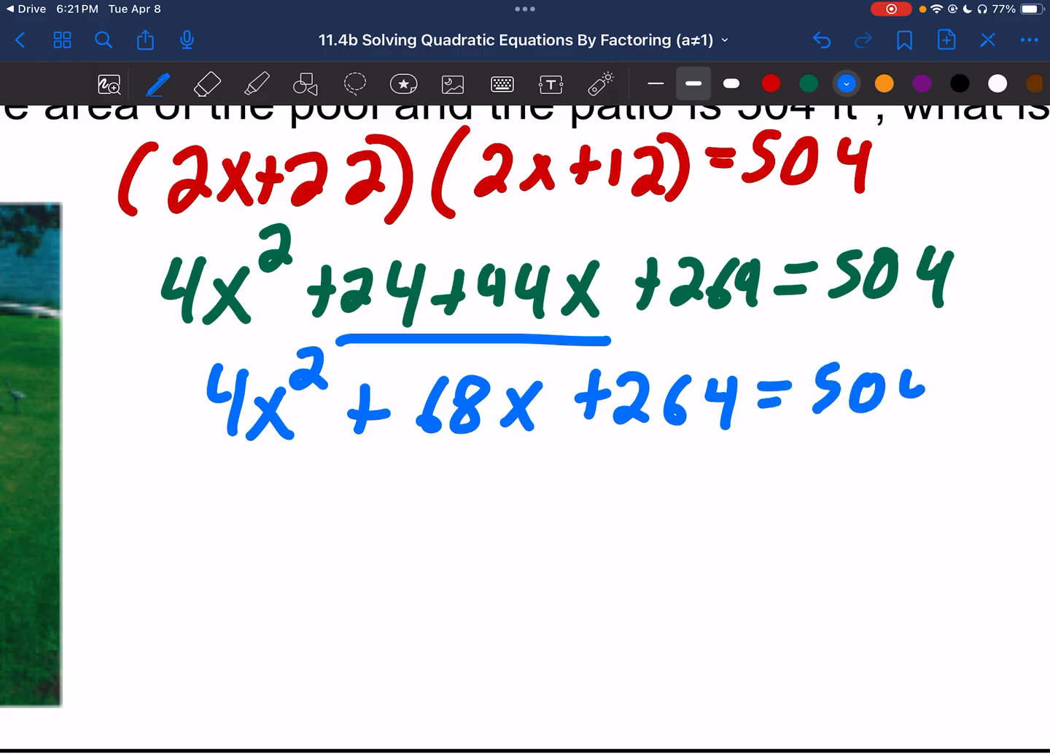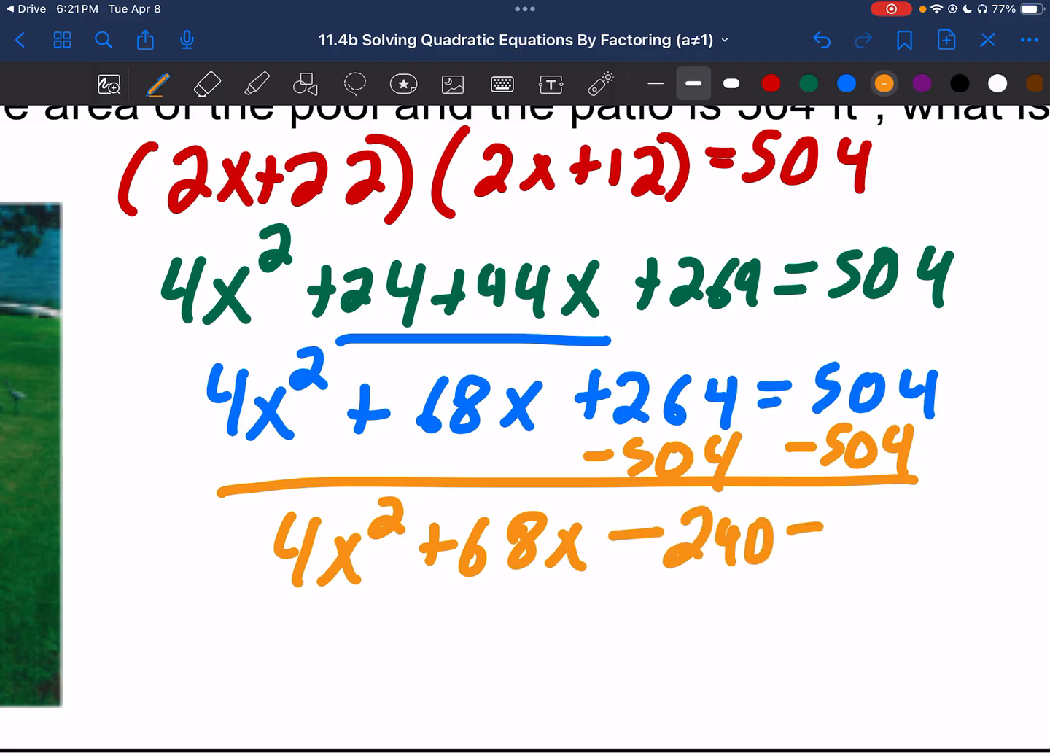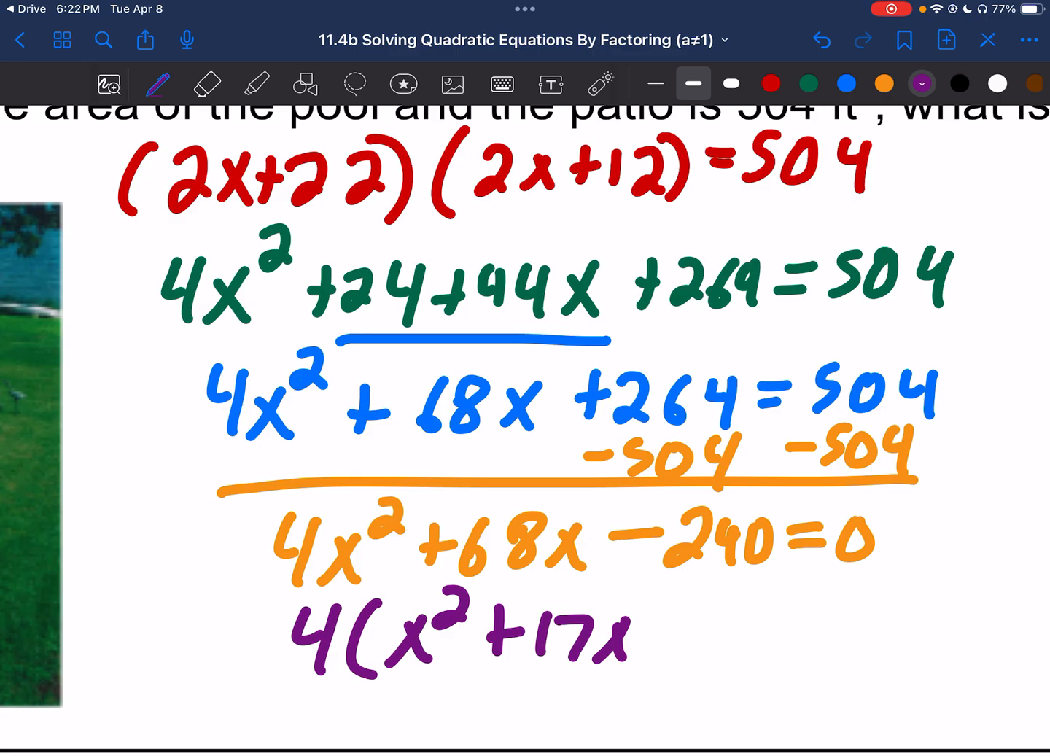Subtract 504 from both sides so that we can get it equal to 0. 4x squared plus 68x minus 240 equals 0. 68, 4, and 240, those are all divisible by 4 again. So bring that out, we've got x squared plus 17x minus 60 equals 0.